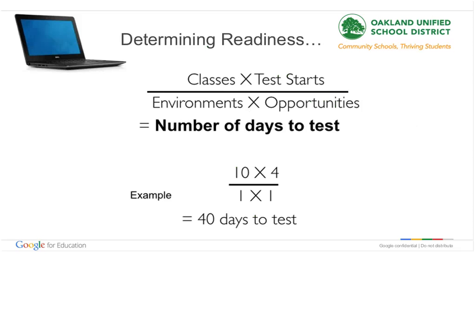So this was really interesting. In this example, I've got 10 classes, and they take 4 tests. They do 4 test starts, and if they had only one environment, let's say one lab or one cart, and they only used it once a day for testing, it would take them 40 days to test. So we use this formula to figure out how many Chromebooks we needed.